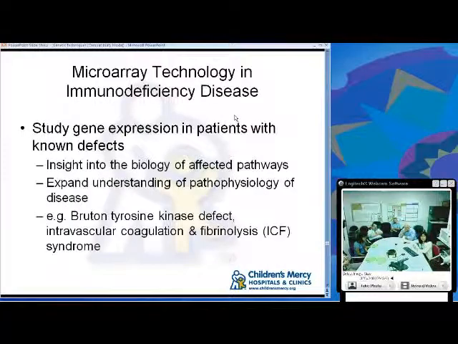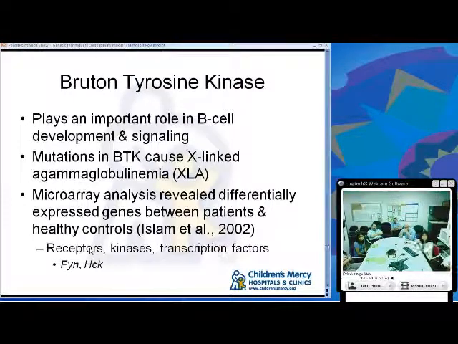Okay. So for microarray technology in immunodeficiency disease, we can look at gene expression in patients with known defects, and it's an insight into the biology of the affected pathways. And it can also expand the understanding of the pathophysiology of the disease, such as the Bruton tyrosine kinase defect or the disseminated intravascular coagulation and fibrinolysis syndrome. And so if we look at the Bruton tyrosine kinase, we know it plays an important role in B cell development and signaling, and the mutations in the BTK can cause X-linked agammaglobulinemia.